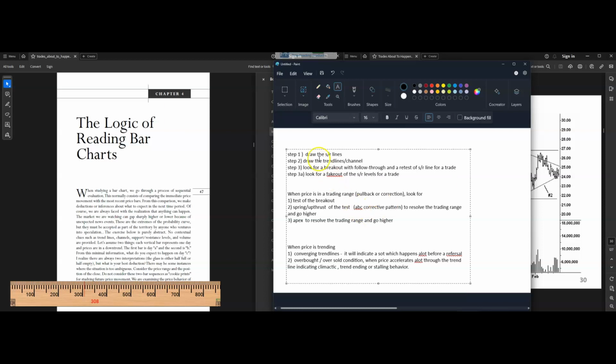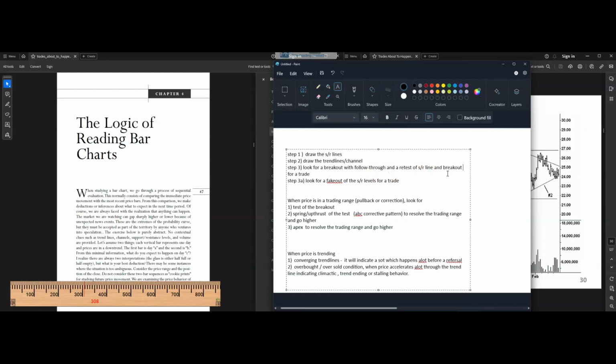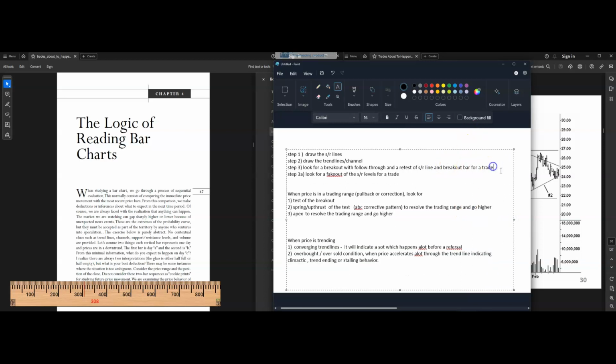All right, so step one, draw the lines and the channel or trend lines, maybe the converging trend lines, and then look for a breakout with follow through and then a retest of that break, and breakout bar for a trade. Look for a fake out of the support resistance levels for a trade. So this step three, this is what we want. The rest gets into analysis.